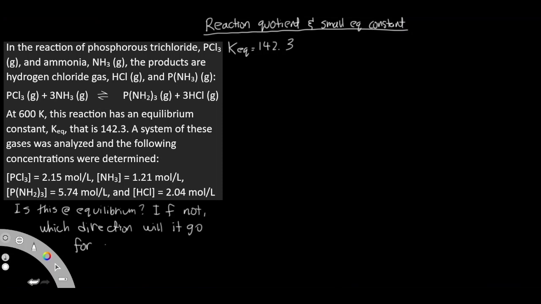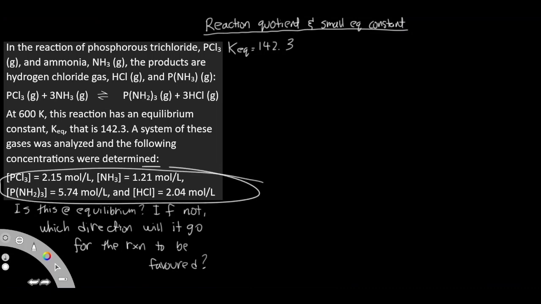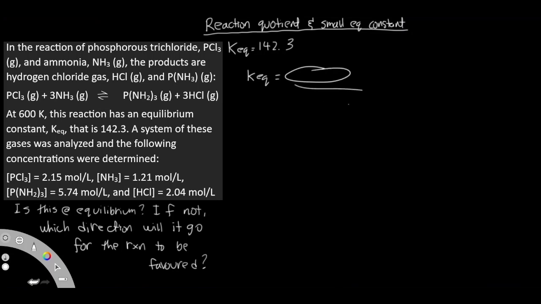For the reaction to be favored. Okay, we have our values over here. We know that we have to use our QEQ, our reaction quotient here, within our expression. And we know that our reaction quotient has the same formula as our KEQ. Remember, our KEQ formula is always going to be the products on the top and then our reactant concentrations on the bottom. So for our QEQ, we can do the same thing.